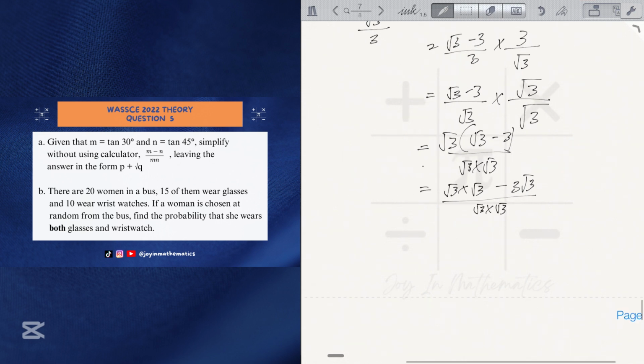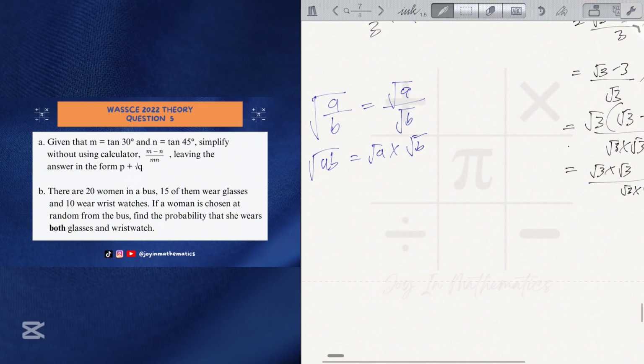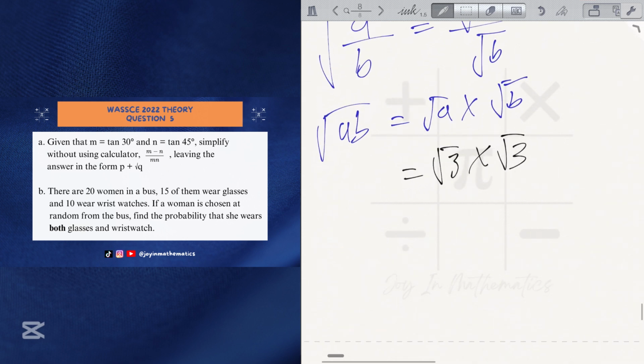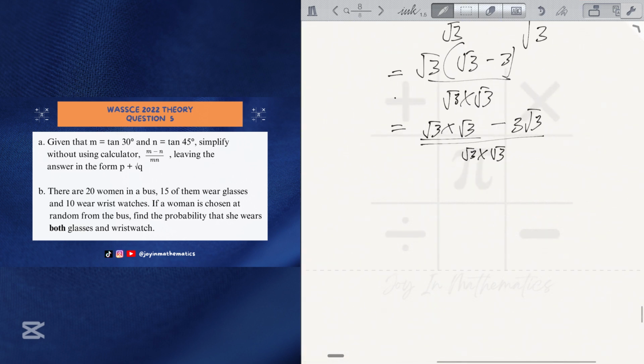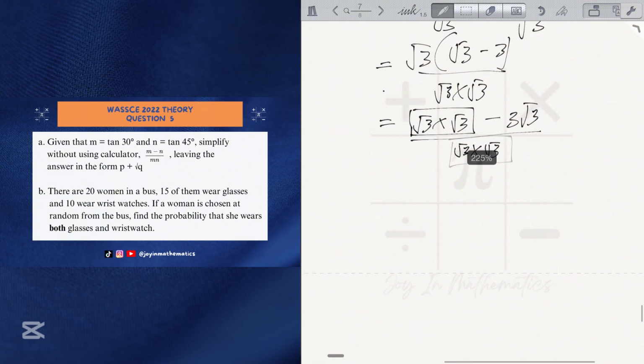Now what is root 3 multiplied by root 3? Let's come back here and make our substitution. Root 3 multiplied by root 3, so a is equal to 3 and b is equal to 3. So this will give us 3 multiplied by 3. 3 multiplied by 3 is equal to root 9, and root 9 is equal to 3. So wherever we see root 3 multiplied by root 3, we'll just substitute our value of 3.